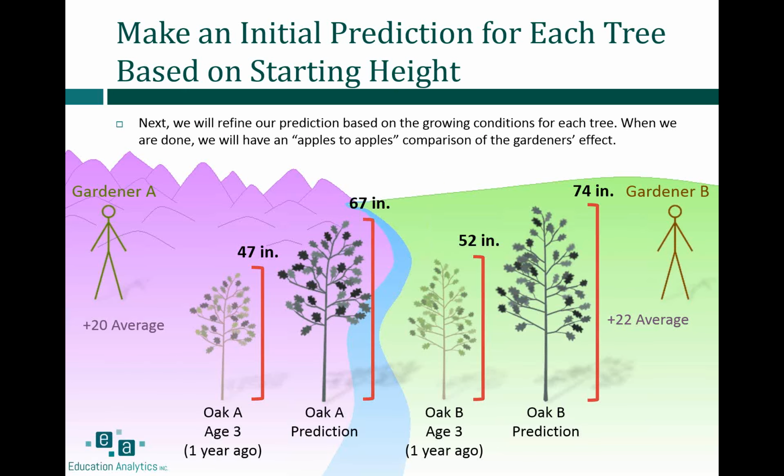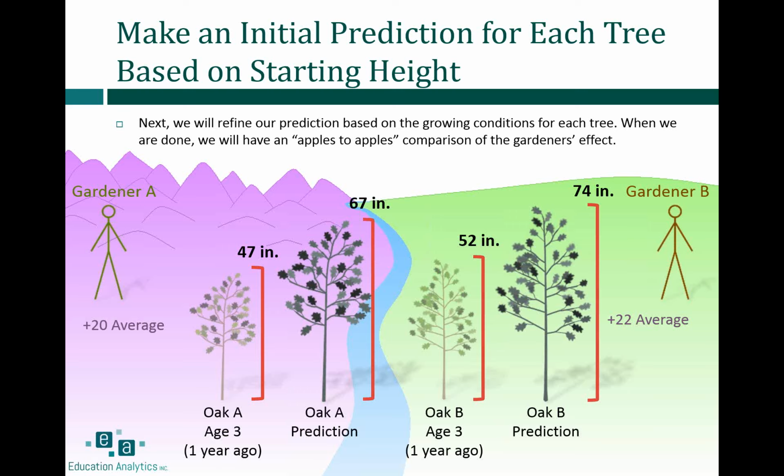Now we can predict how high these trees would have grown based on the growth of similar trees in the region. We're going to start by making an initial prediction for each tree based on the starting height of those 2 trees. And then after we do that, we're going to refine those predictions further by accounting for rainfall, soil richness, and temperature so that we have an apples-to-apples comparison for the gardener's effect.